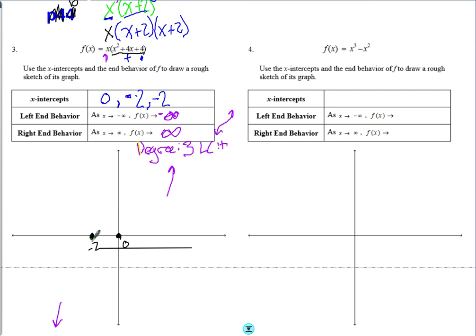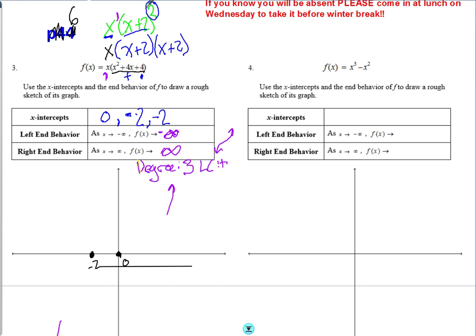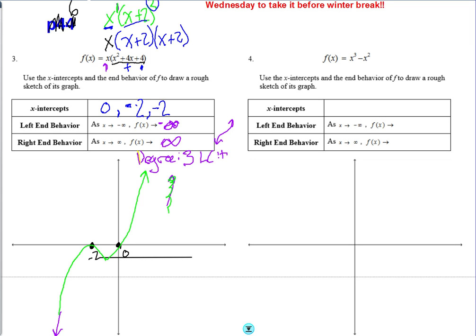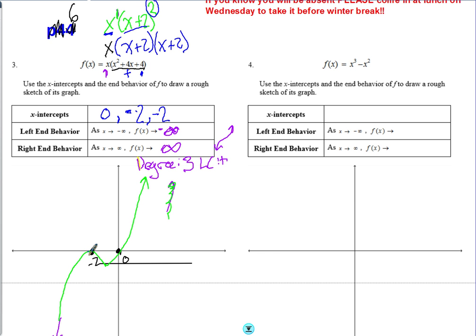To figure out how it crosses through negative 2, or if it crosses through negative 2, we look at the multiplicity. Since our multiplicity is 2, that means that when we get to negative 2, we're not going to pass through it. We're going to tap it like a parabola would. But when we get to 0, since the multiplicity is 1, we're going to go straight through at 0 and head off to infinity. So again, what happens at the x-intercepts is solely based on your multiplicity. A 1 goes straight through, a 2 will go like a parabola, and a 3 will do your disco.